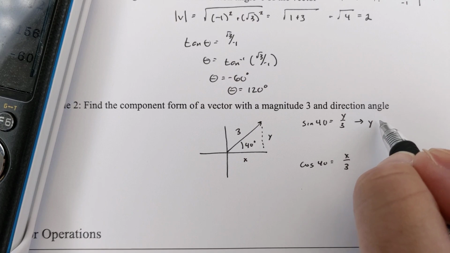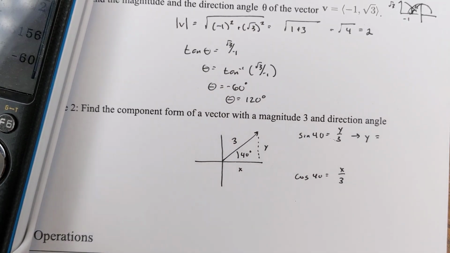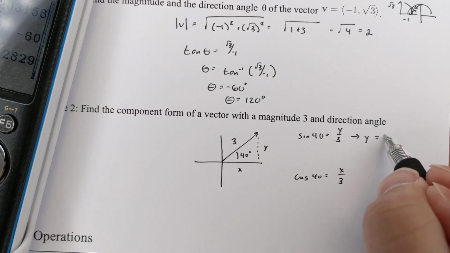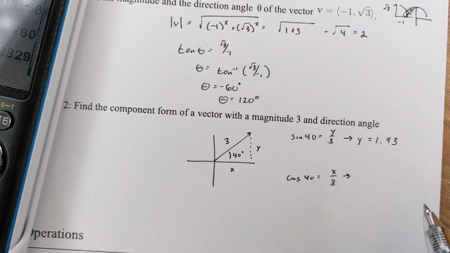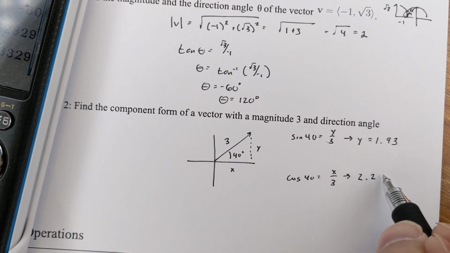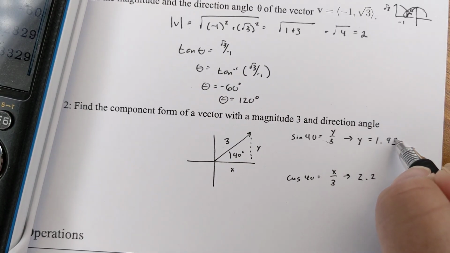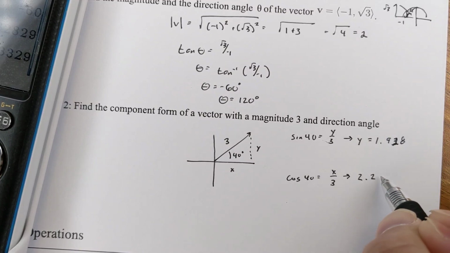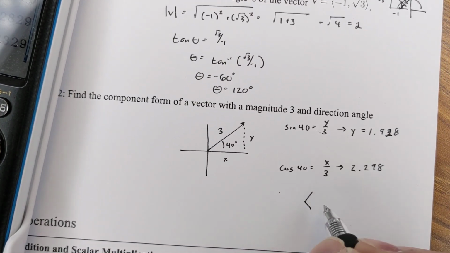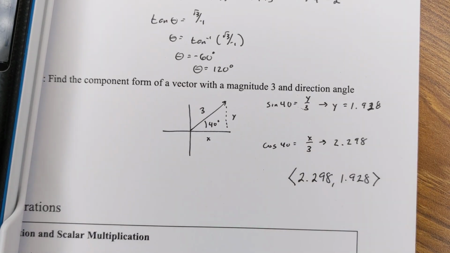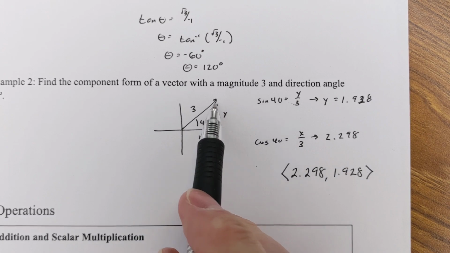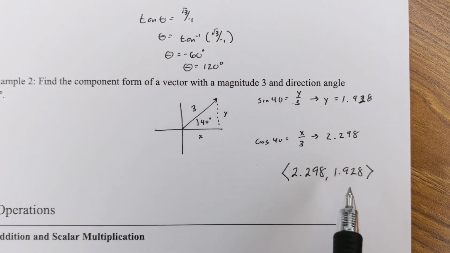Multiplying both sides by 3, y is equal to 3 sine 40, which is 1.928. And the x value is going to be 3 cosine 40, which is 2.298. So the vector is <2.298, 1.928>. Now remember, vectors have angled brackets, not parentheses. Parentheses would be what ordered pair lies at the end of this point, but that's not what it's asking.